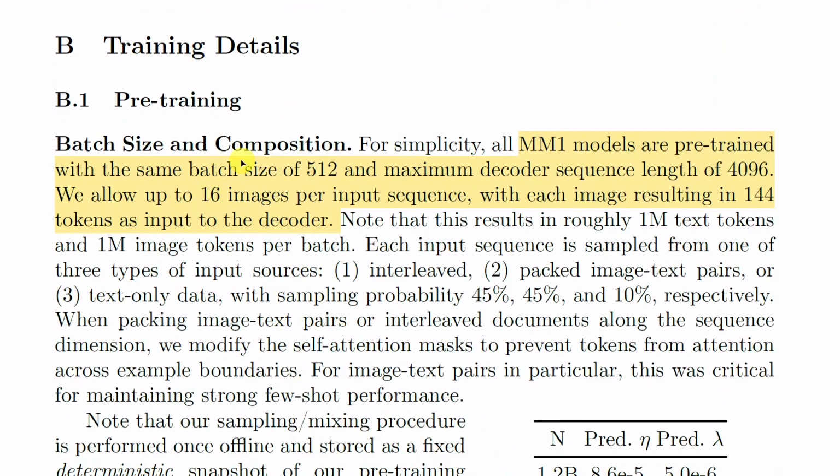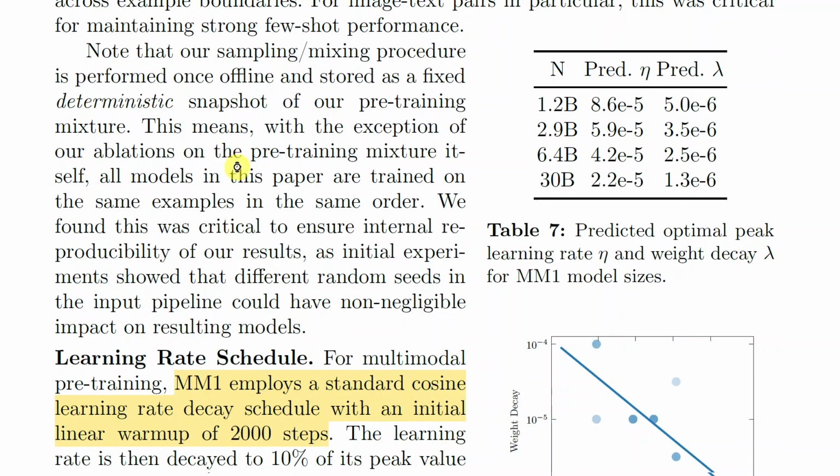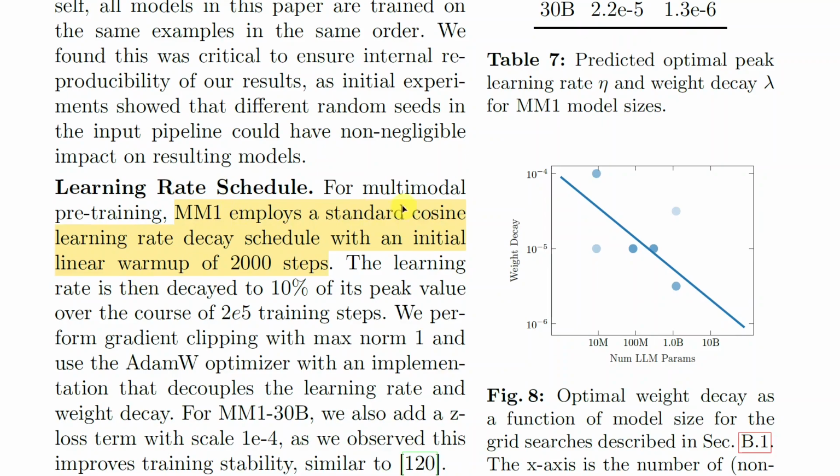For the MM1 models, they are pre-trained with a batch size of 512 and decoder sequence length of 4096. Around 16 images per input sequence is used, with each image resulting in 144 tokens, as we discussed previously. Learning rate scheduling is done using a standard cosine learning rate decay schedule with an initial linear warm-up of 2000 steps. The learning rate is then decayed to 10% of its peak value over the course of around 20,000 training steps.